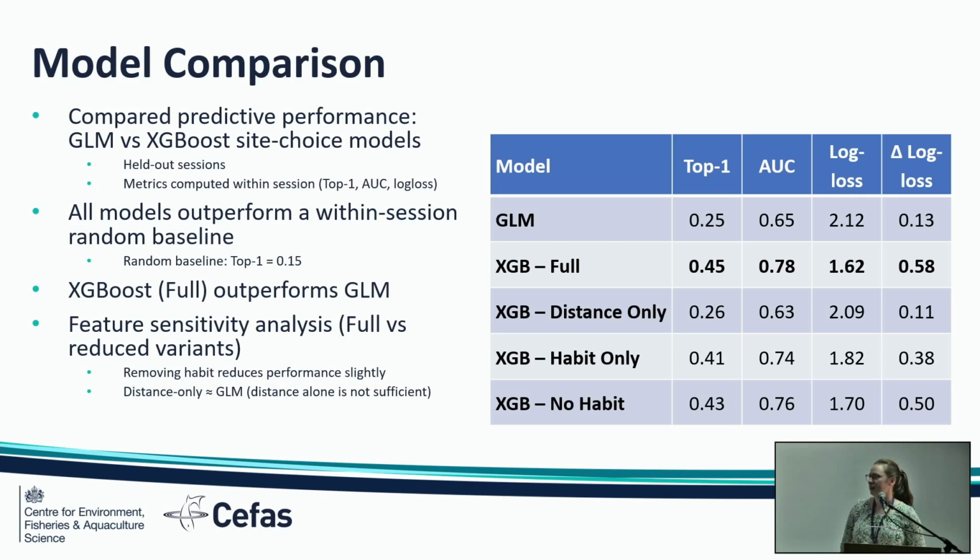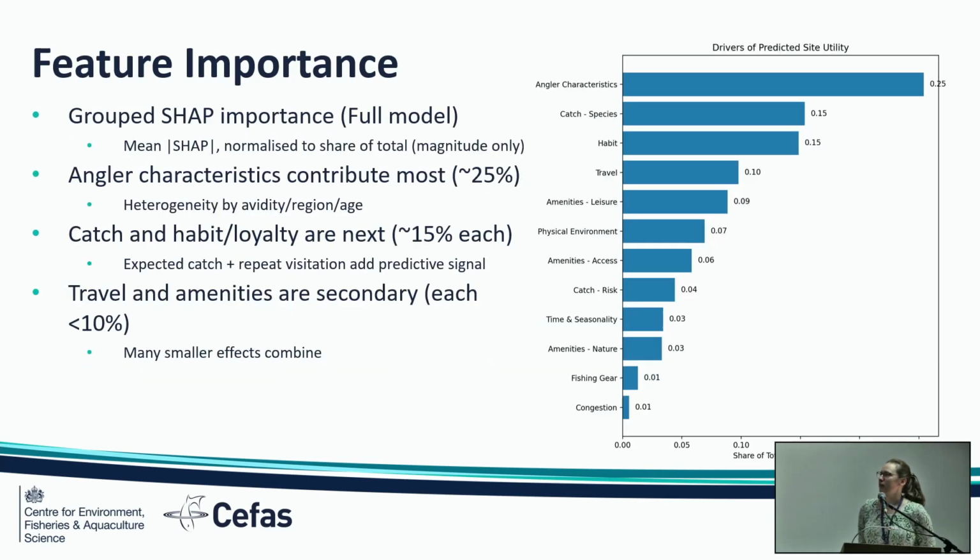But when you use only a habit variable, it's most similar to the full set. But when you take habit out as well, it's still able to compensate for that lack of information with the other variables that are available within it. So I think it's quite a good model, I guess. Reasonable. So this is the explanatory bit.